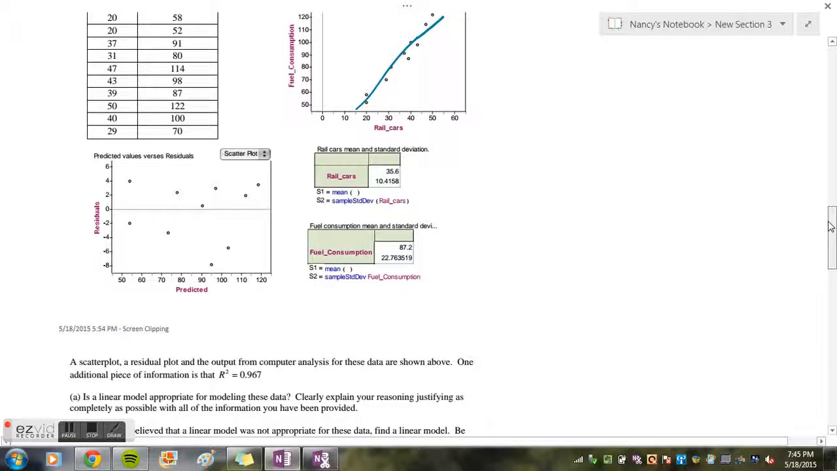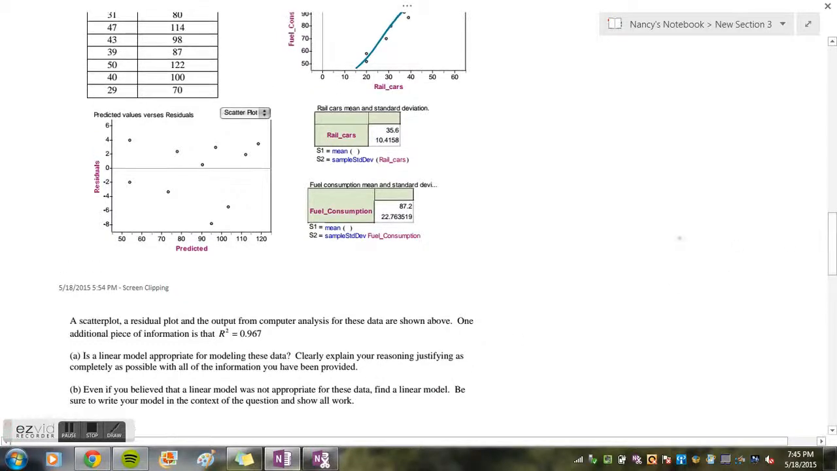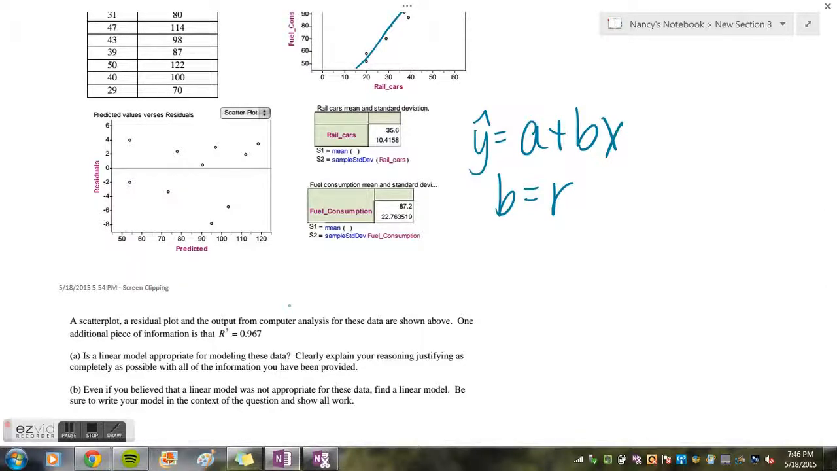So now let's go to B. Find a linear model and write your model in the context of the question. So our least squares regression line equation is y hat equals a plus bx. Now let's solve for b. b equals r times the standard deviation of y over the standard deviation of x, and we don't have r itself, but we have r squared. So r squared is given to us as 0.967, and the square root of that is 0.983.